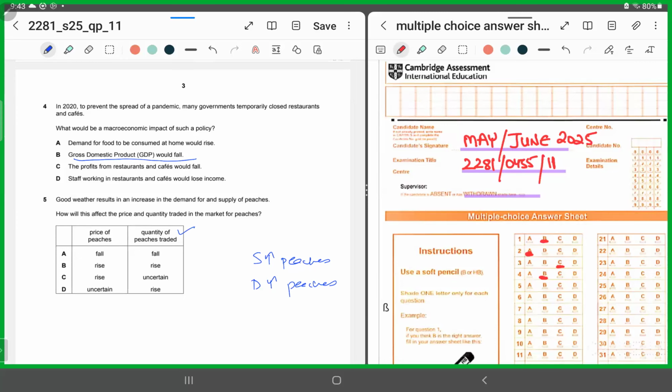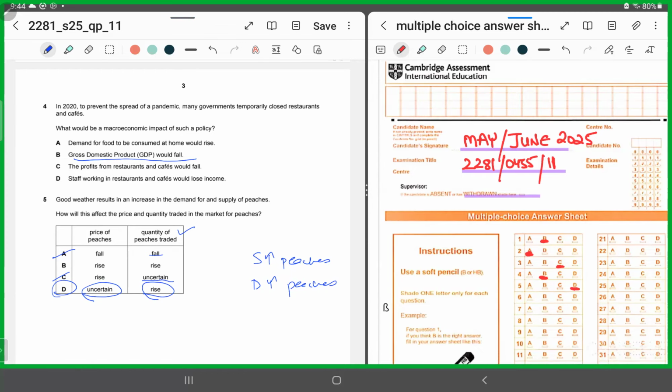So what we can do is we'll chop A and we'll chop C because they both talk about a fall or an uncertainty in the quantity of peaches traded. So it has to be a rise. But what about the price of peaches? We do not know anything about the equilibrium price, nor how the interaction of the demand and the supply forces would have impacted the price level. So yes, the price of peaches was uncertain. However, the quantity of peaches traded had risen. So therefore, for MCQ number 5, we'll shade in D as the correct response.